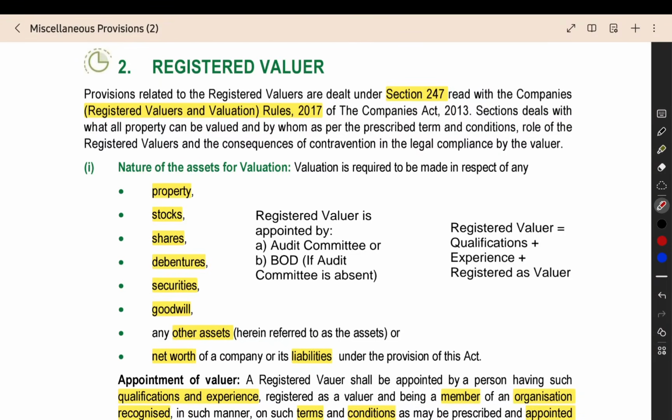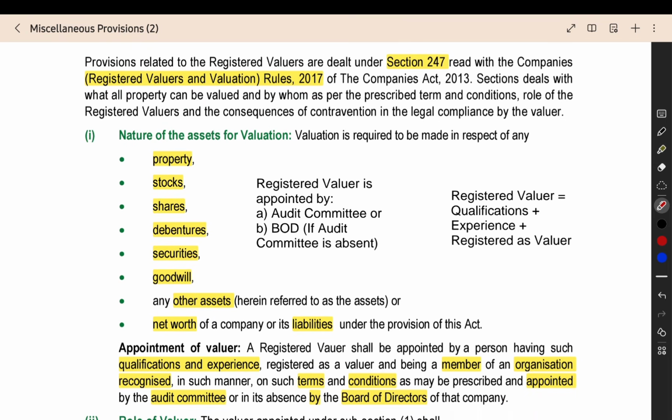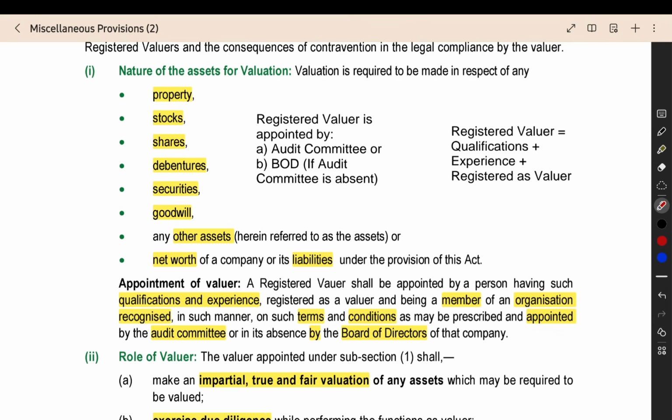So here, in the Companies Act, we have the rules and then Section 247. Section 247 is the section in the Companies Act. These are the rules for the registered valuer. Now, what are all the assets for which we can do the valuation? Property, stock, share. For all these assets we can do the valuation.